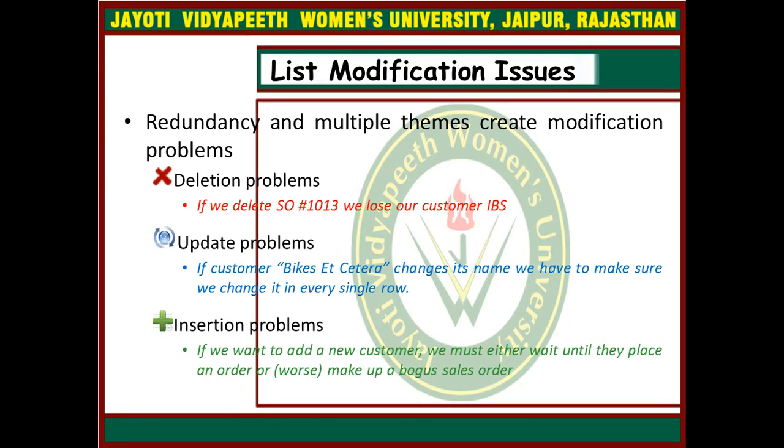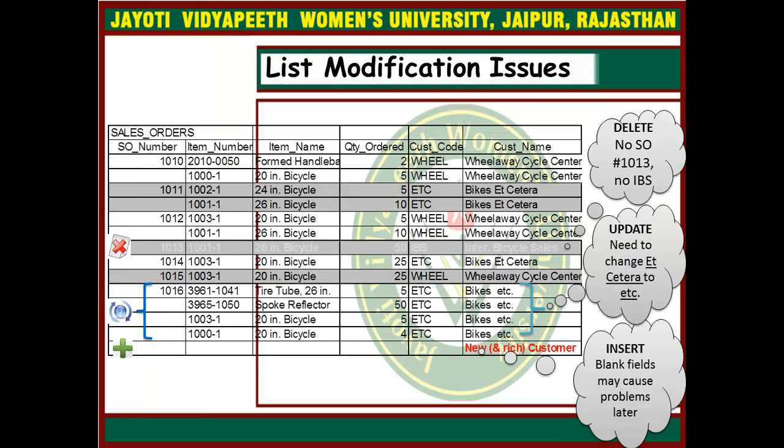The third problem is the insertion problem. If we want to add a new customer, we must either wait until they place an order or, worse, make up a bogus sales order. So there are three types of problems.